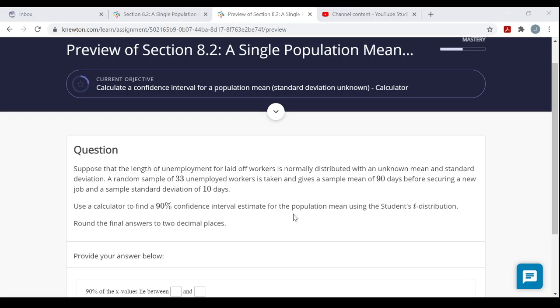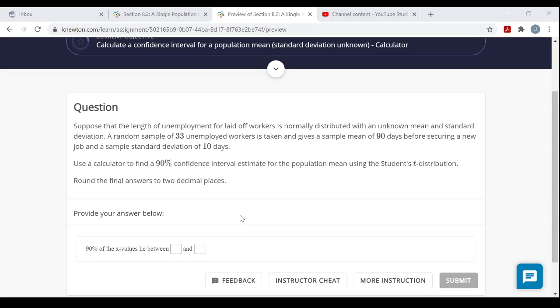You're using the student's t-distribution. Round your final answers to 2 decimal places. So again, I'm just going to pull the calculator up right now.